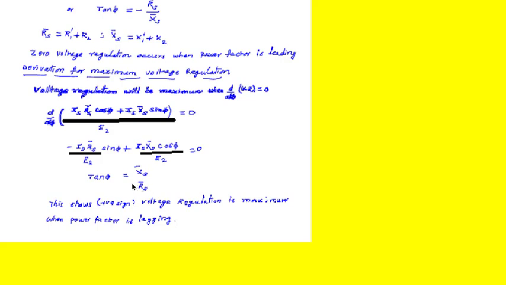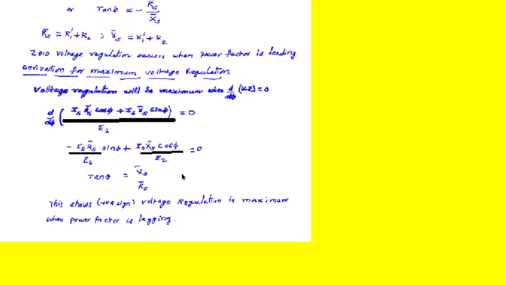Remember, sometimes the problems will be given like this: the percentage of resistive voltage drop in a transformer is some 2%, and similarly IS XS bar by E2 will be given as 3% voltage drop in the reactance. In that case, we have to use this IS RS bar by E2. Then only can we solve such problems. With respect to that, it is mentioned here like this.